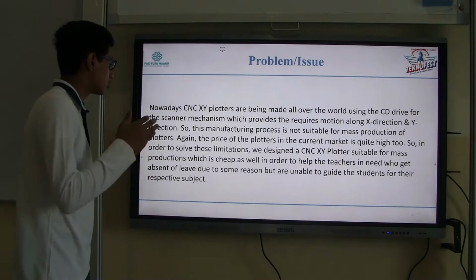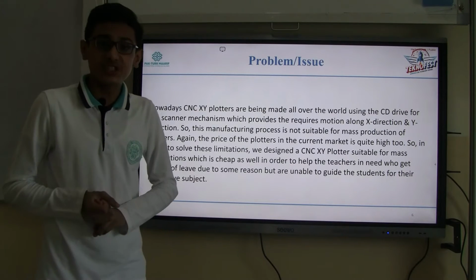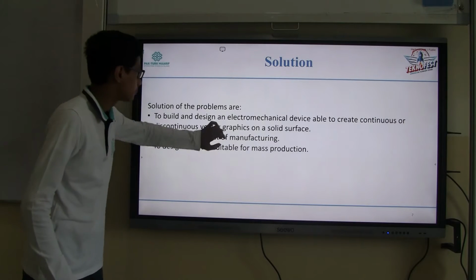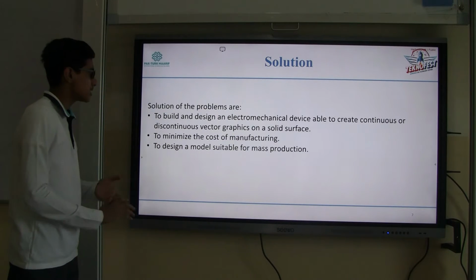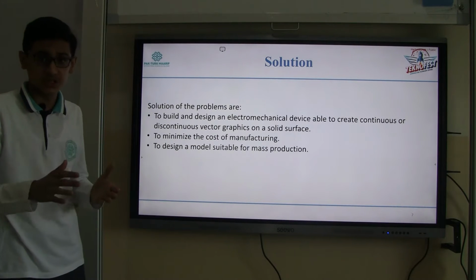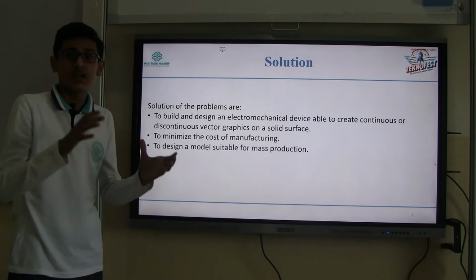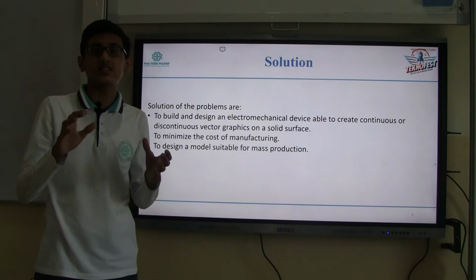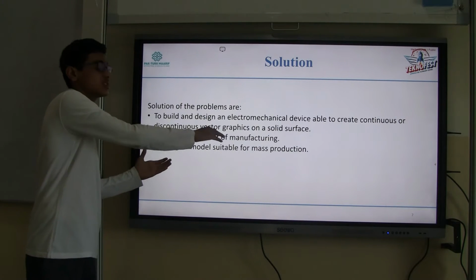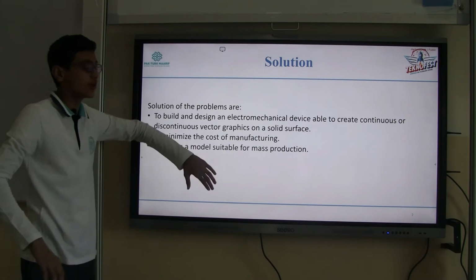To solve this limitation, we designed a CNC XY plotter suitable for mass production, which is cheap, portable, and has a rigid structure. The solution is to build and design an electromechanical device able to create continuous or discontinuous figures, to minimize the cost of manufacturing, as we have said that the cost of the CNC XY plotter is a lot higher. So we have designed a CNC XY plotter with lower manufacturing cost and a model suitable for mass production.